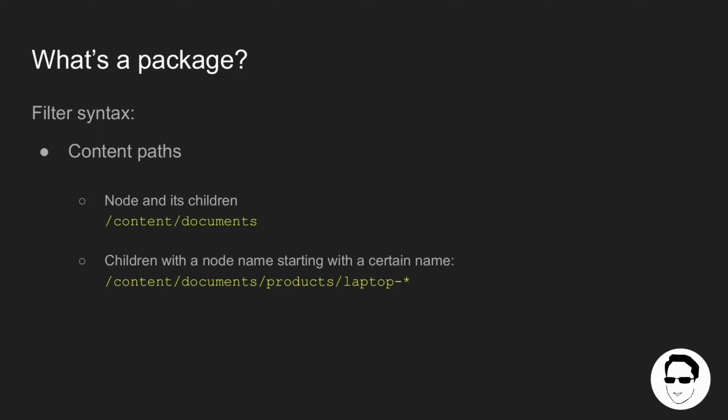You can also use a wildcard. So if you only want certain nodes to be copied, for example, in this case, we only want product documents that start with laptop dash, then you can specify that by using a partial path and ending it with the wildcard.